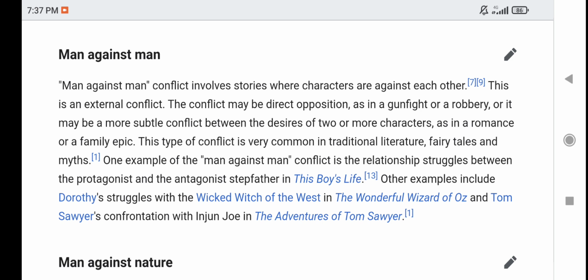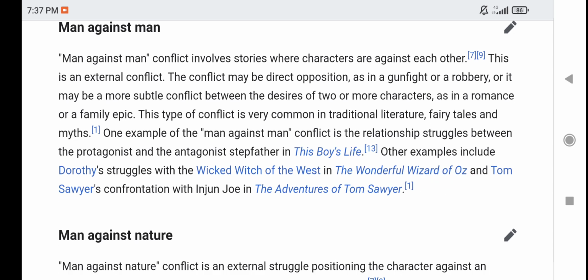One example of the man against man conflict is the relationship struggle between the protagonist and the antagonist, the stepfather in this boy's life. Other examples include Dorothy's struggles with the Wicked Witch of the West in The Wonderful Wizard of Oz, and Tom Sawyer's confrontations with Injun Joe in The Adventures of Tom Sawyer.